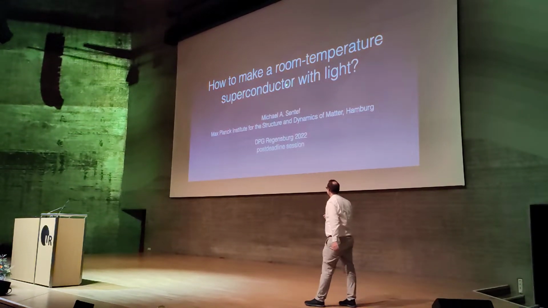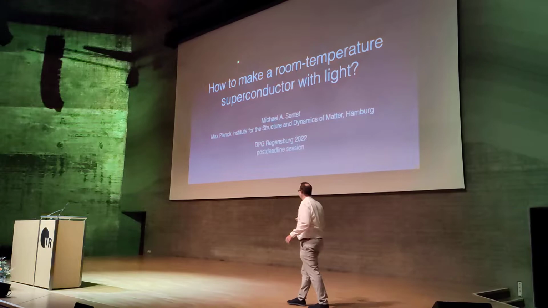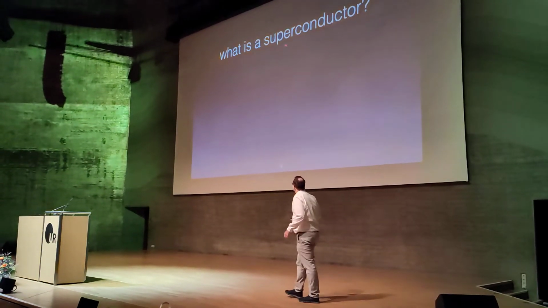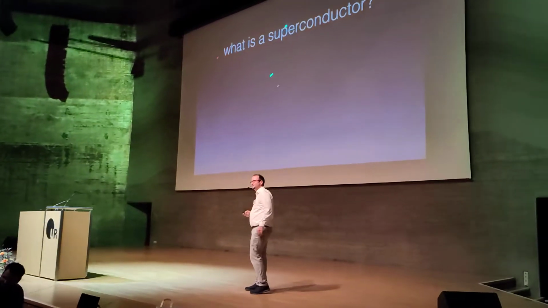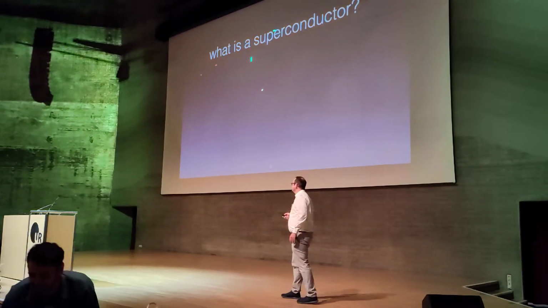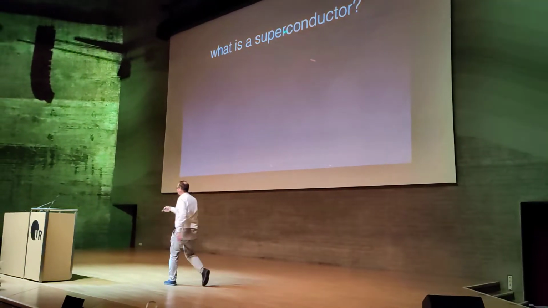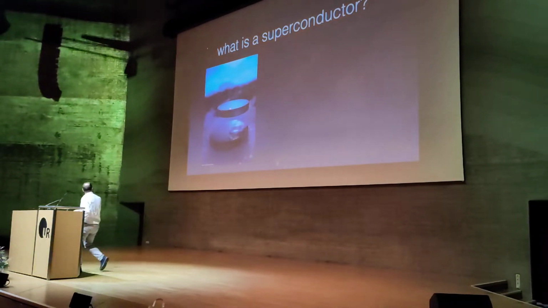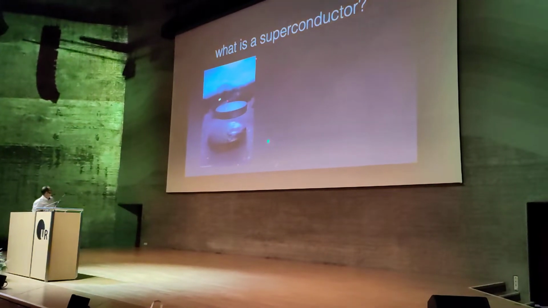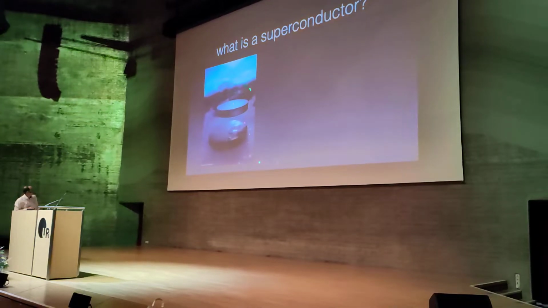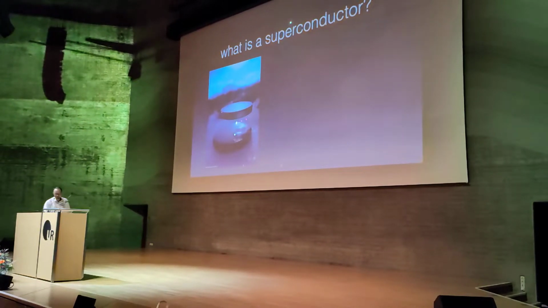Title: how to make a room temperature superconductor with light. Okay, so first of all I should answer the question, what is actually a superconductor? Of course you've all seen it. This works. Okay, here we go. A superconductor is a thing that levitates above a magnet or vice versa.